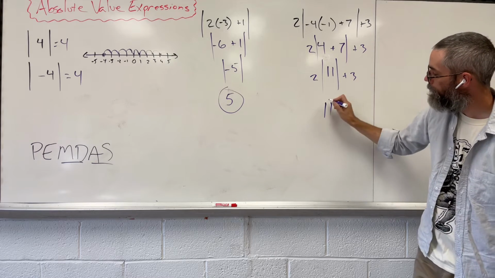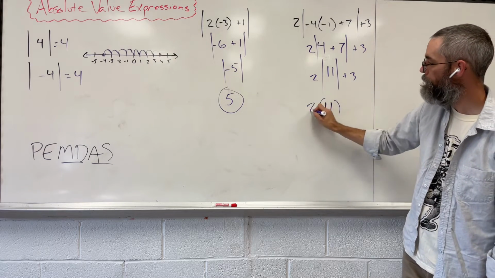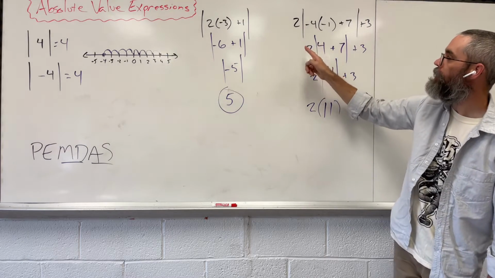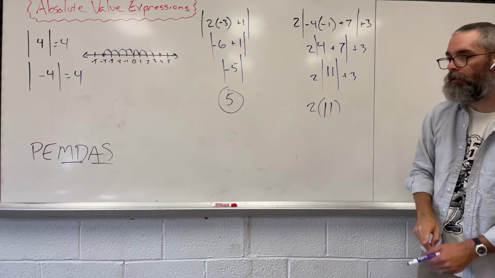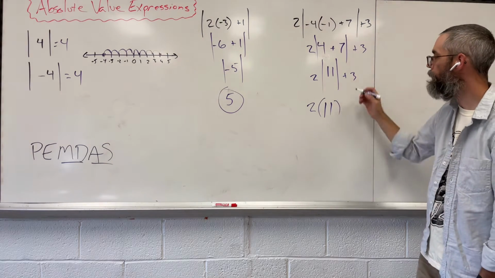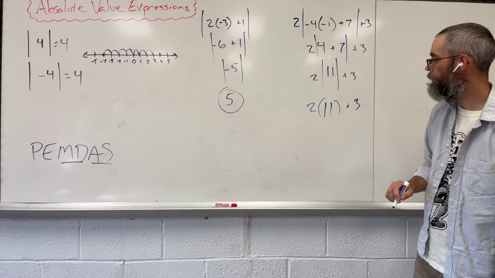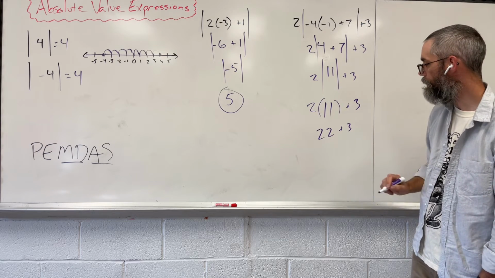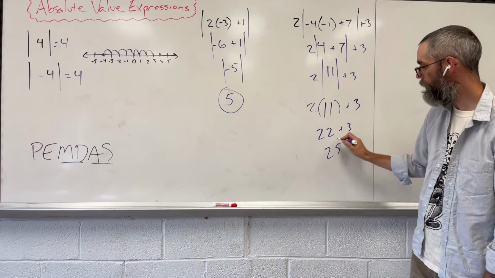When we get down here, I'm going to pretend this 11 is in parentheses and put the 2 out there. Why? Because these are next to each other, that means multiplication. I still want to showcase that multiplication down in this problem. So we put that in parentheses. 2 and 11 gives us 22. Then we add 3, leaving us with 25.